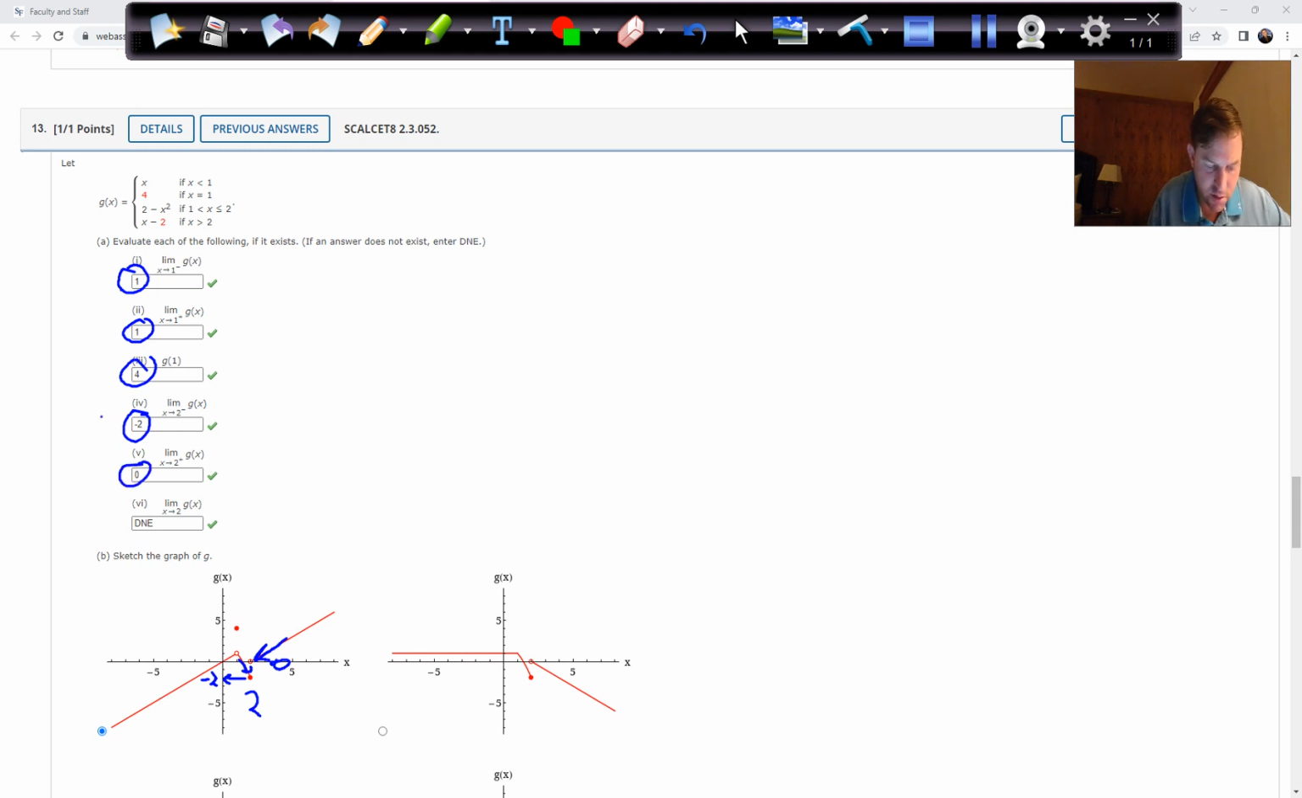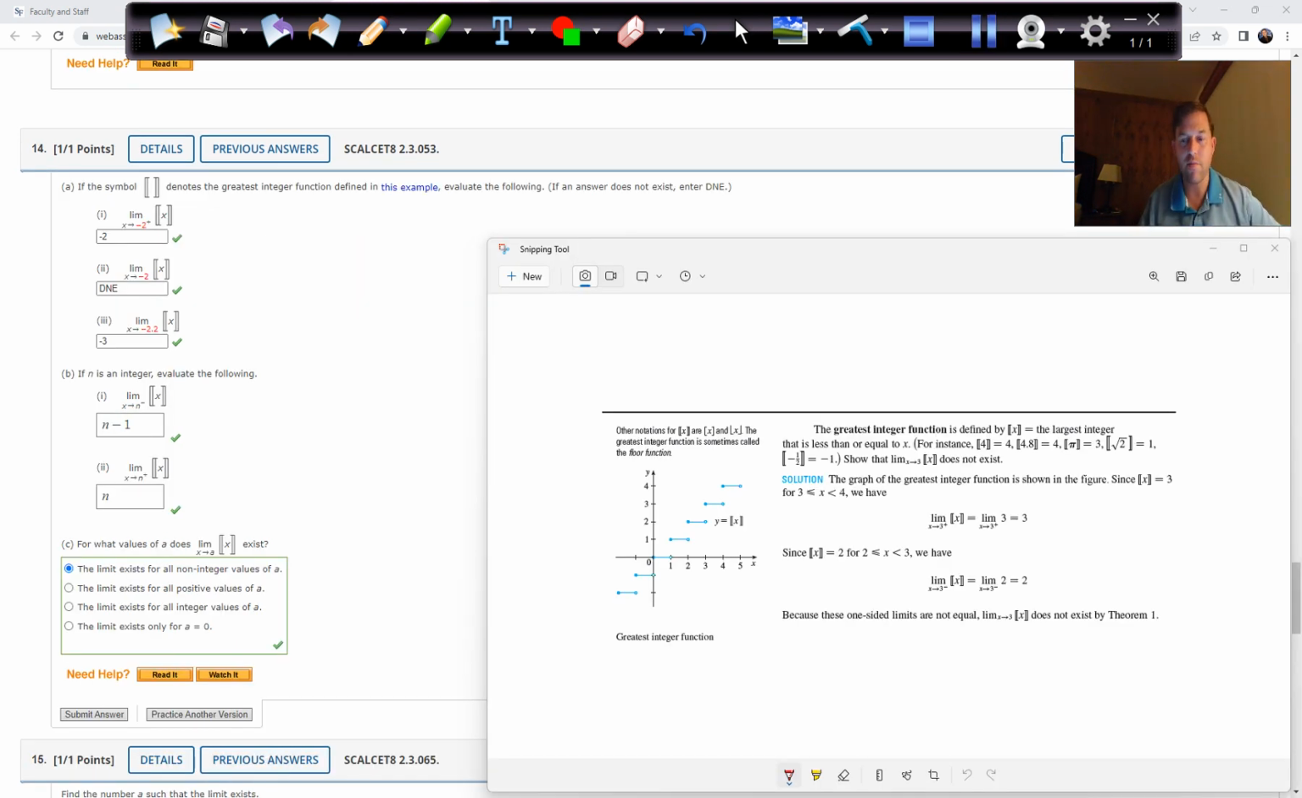And because these two are different, the overall limit of x as it approaches 2 from either side does not exist. So those have to line up. If you have any kind of gap, it's not going to exist. Okay, so that's 13. Okay, for problem 14, they give us this example.